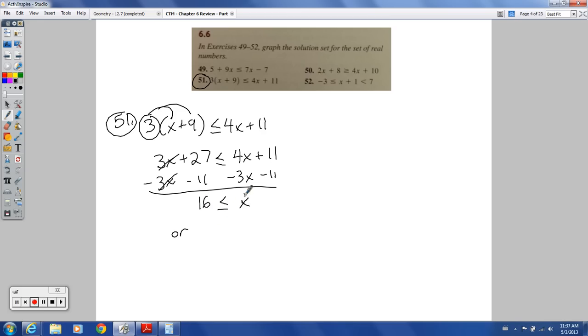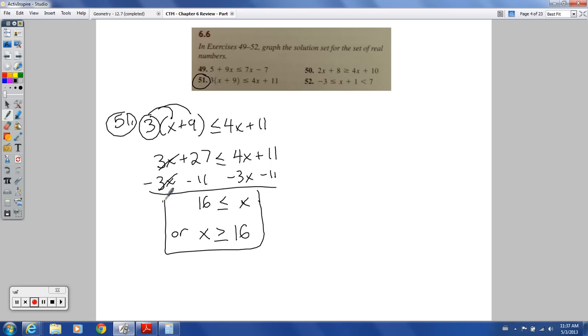Another way to write that is that x, this is the larger one. The alligator is eating the bigger number. It's pointing at the smaller number. And so you could also write that as x is greater than or equal to 16. That's generally how we'll see it, with the variable out in front. But either one of these would be fine, acceptable.